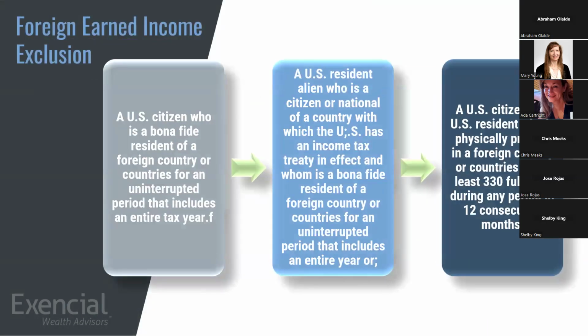In addition to the first two qualifications mentioned, the taxpayer must either meet the bona fide residence or physical presence test. A bona fide resident is a US citizen who resides in a foreign country for an uninterrupted period that includes an entire tax year, and the physical presence test requires you to be in a foreign country for at least 330 days.